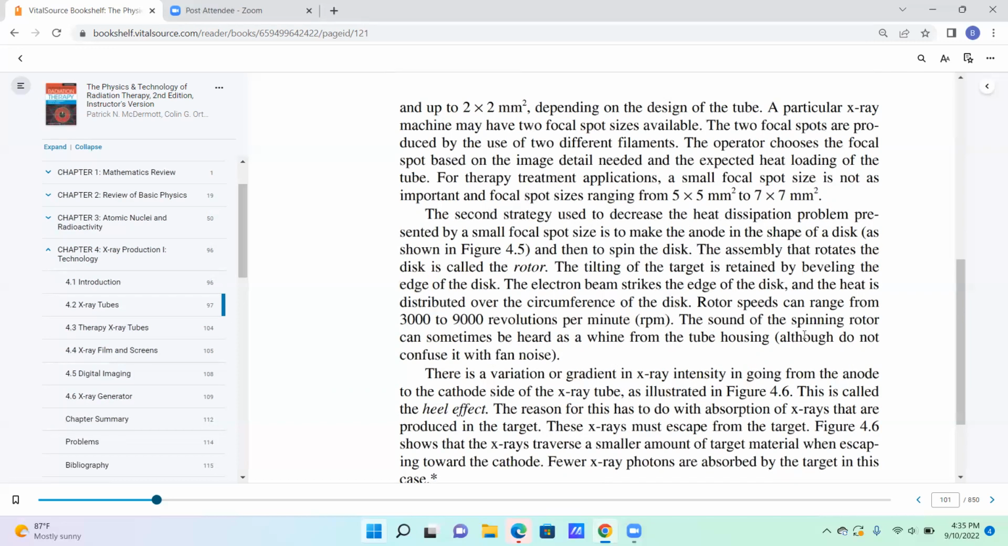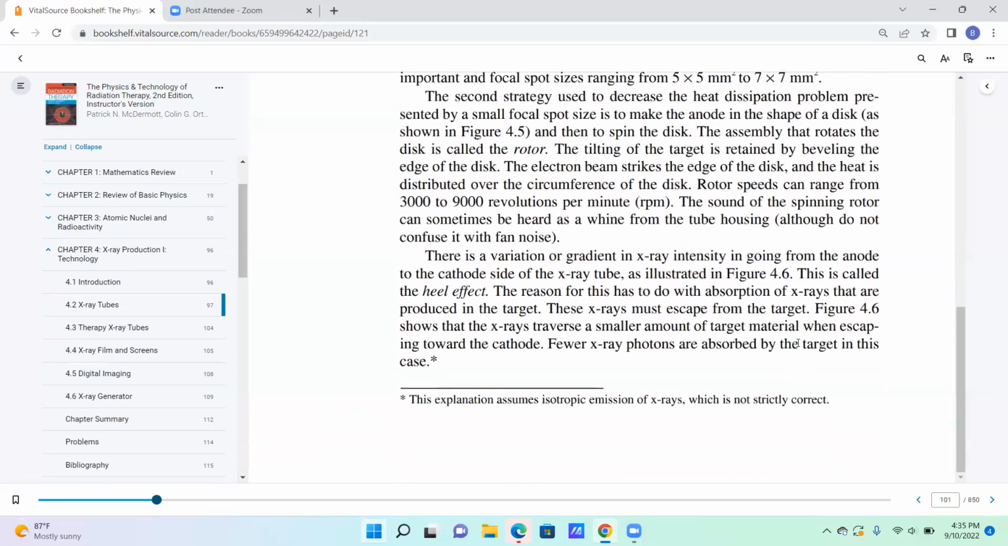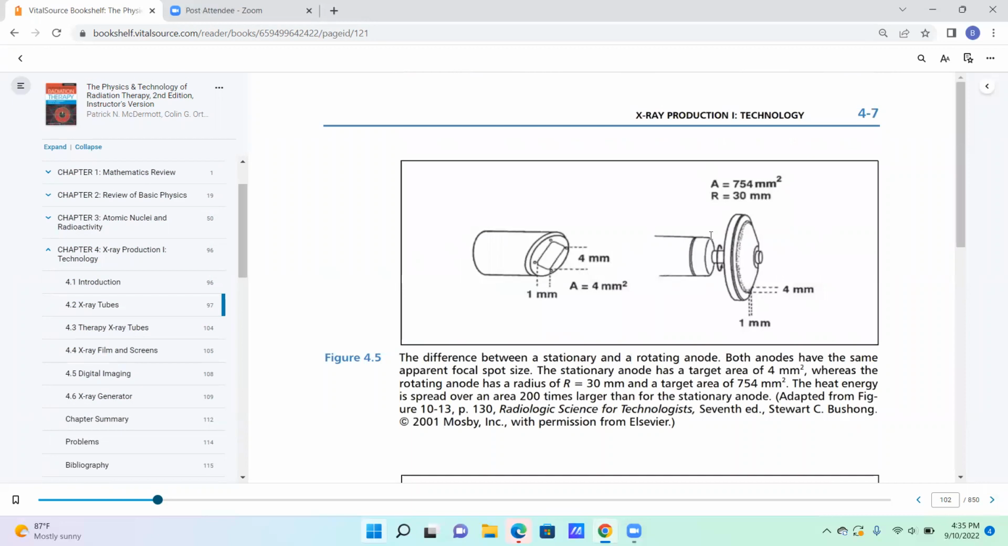A second strategy is to make the anode in the shape of a disc and then to spin the disc. And that's this. Both of these anodes have the same apparent focal spot size. The stationary anode has a target of 4 millimeters squared, whereas the rotating anode has a radius of 30 millimeters and a target area of 754 millimeters squared. So the heat energy is spread over an area 200 times larger than for the stationary anode, than what you have over here.